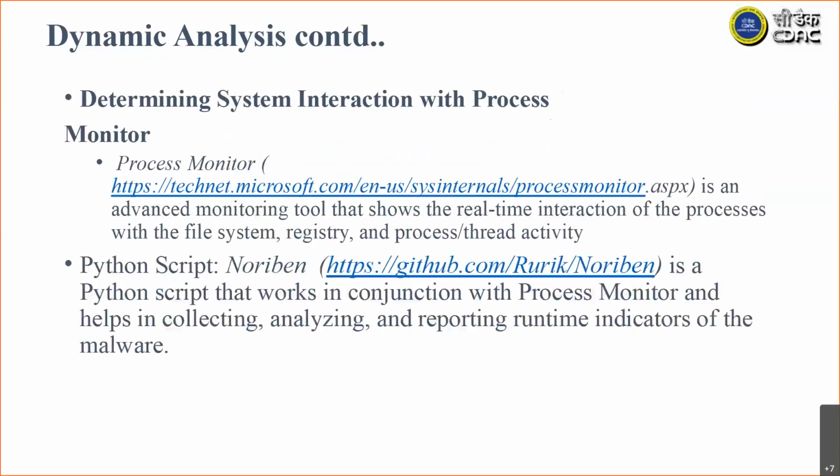Determining system interaction with the process: how? Process Monitor. It is an advanced monitoring tool that shows the real-time interaction of the process with the file system, registry, and process thread activity. You can use the Noriben Python script that works in conjunction with Process Monitor, helping in collecting, analyzing, and reporting runtime indicators of the malware. This is open source. The persons who are writing their own scripts can use it.